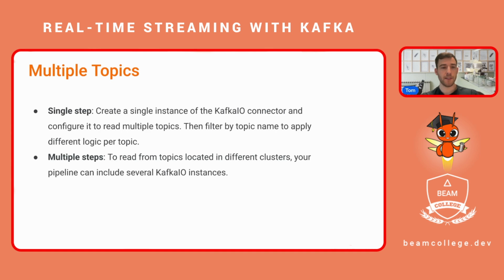When working with multiple topics in Kafka, there are a couple of approaches you can take. One option is to create a single instance of the Kafka I/O connector and configure it to read from multiple topics. Then you can filter by topic name within your pipeline to apply different logic for each topic. Alternatively, if you need to read from topics located in different Kafka clusters, your pipeline could include multiple separate Kafka I/O instances.